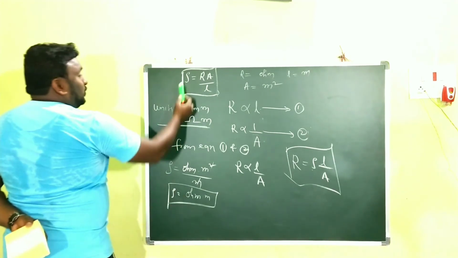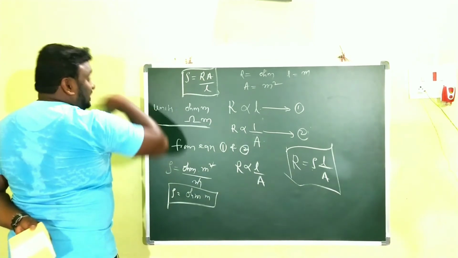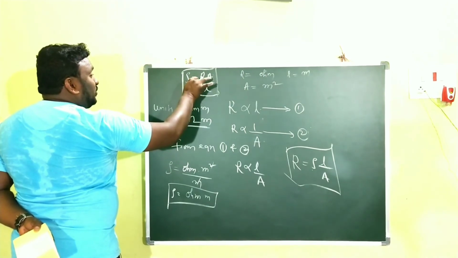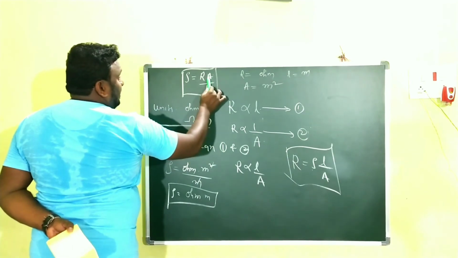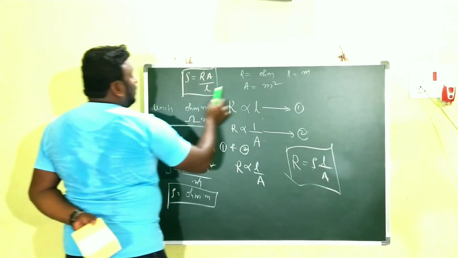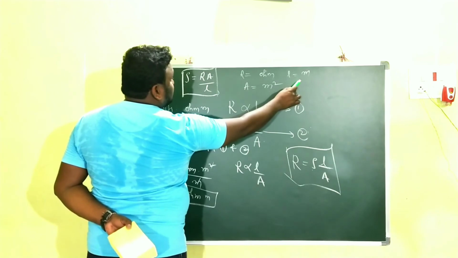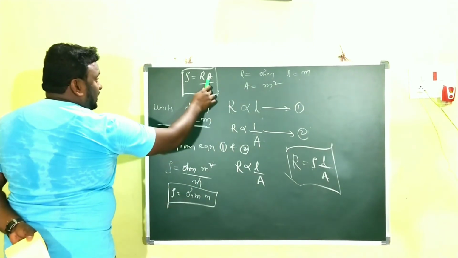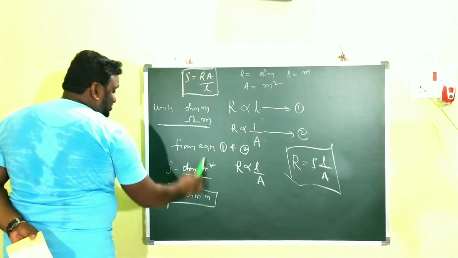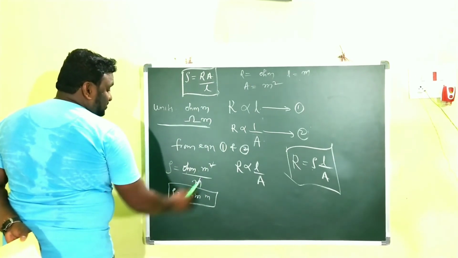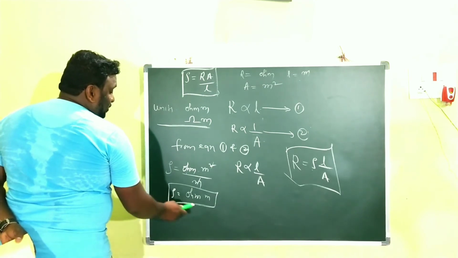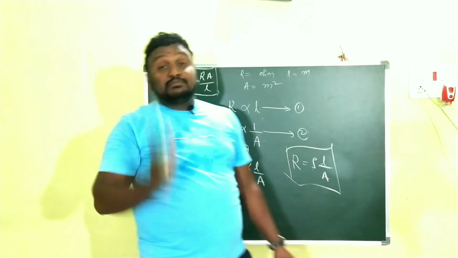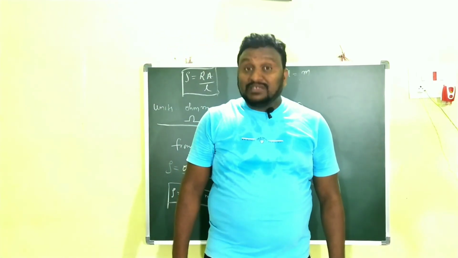Got it, children? Rho is equal to RA by L. In that equation I am going to substitute the units. For R the unit is ohm, for A, area, meter square, and for length L, meter. Meter square by meter cancels. Then what do you get? Rho is equal to ohm meter. That's why resistivity is measured in ohm meters.